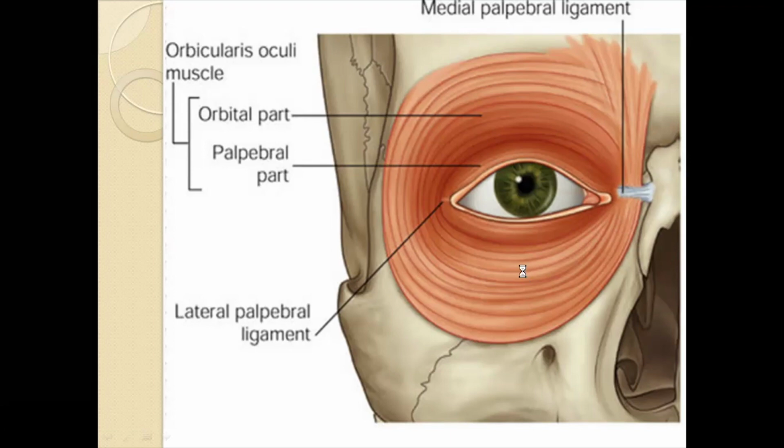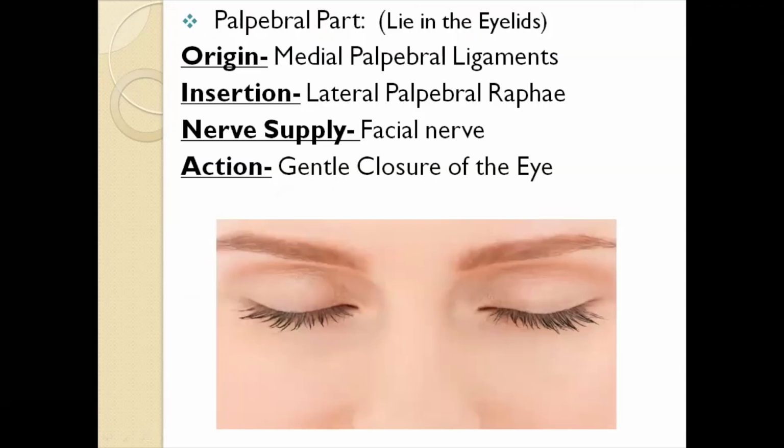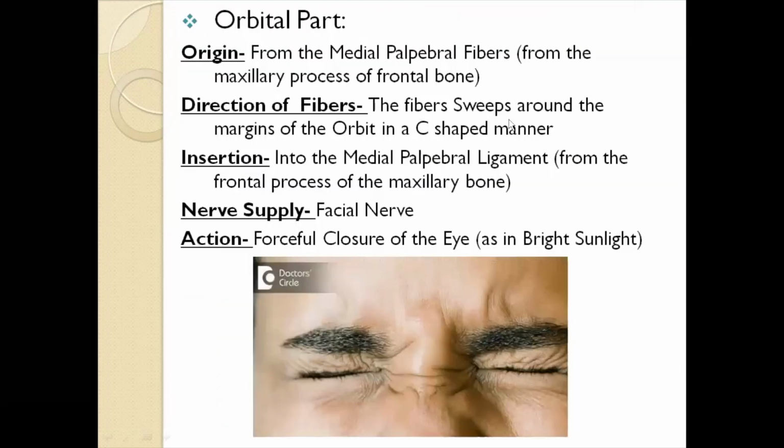Now, nerve supply, as I told earlier, will be the facial nerve. And what is the function? The function is forceful closure of the eye, as in bright sunlight.